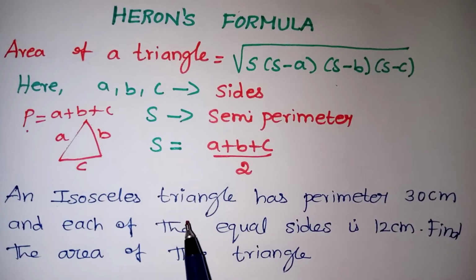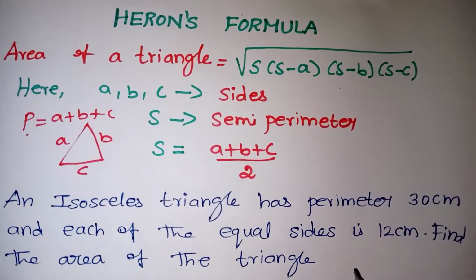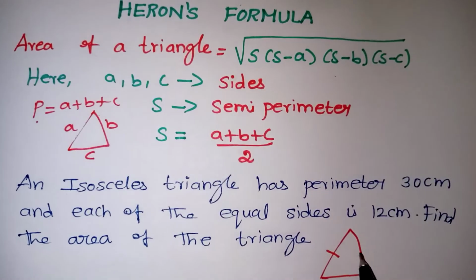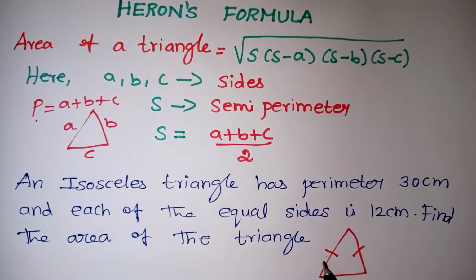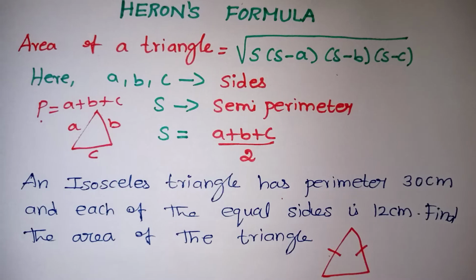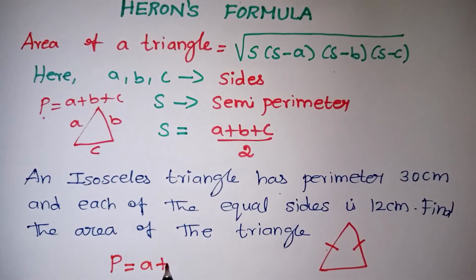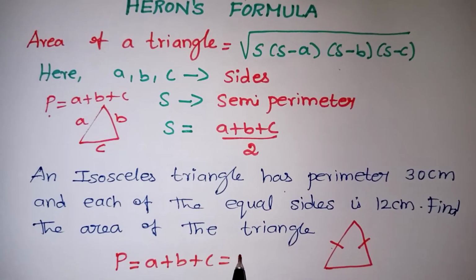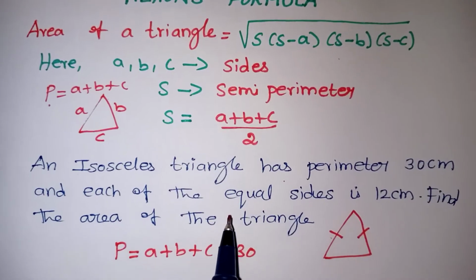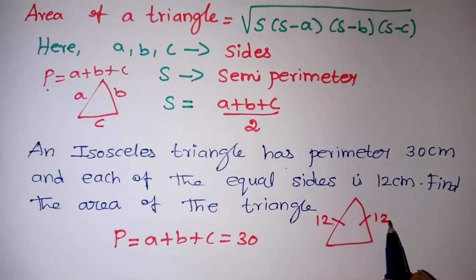An isosceles triangle. What is meant by an isosceles triangle? In a triangle, any two of the sides are equal. So let us draw a small triangle. In this one two sides are equal. Any two sides. Let us assume these two sides are equal. And it has a perimeter of 30. So perimeter is 30, which means we can write P is equal to a plus b plus c, that is equal to 30 centimeter, as given. And each of its equal sides is 12. So this is 12 and this will also be 12.